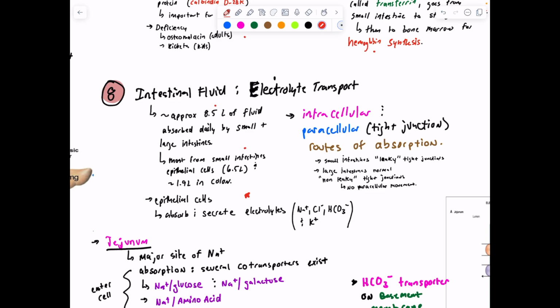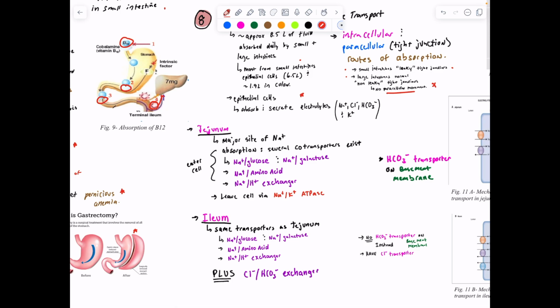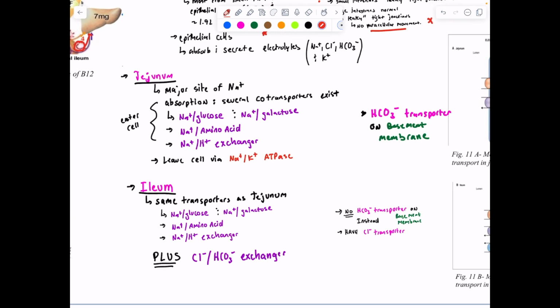The small intestines have leaky tight junctions. Large intestines have non-leaky tight junctions and don't allow for paracellular transport. So large intestines, no paracellular transport. Small intestines do. All right, the jejunum is the major site of sodium ion absorption, as you have the co-transporters, which we're already familiar with for glucose, galactose, and amino acid co-transporters.